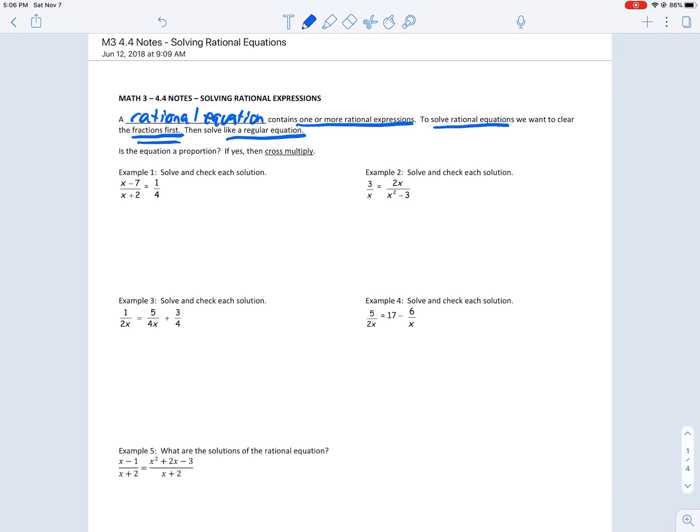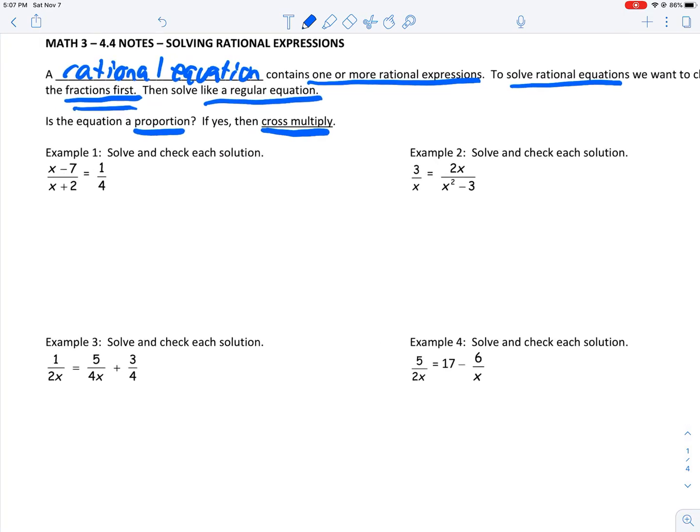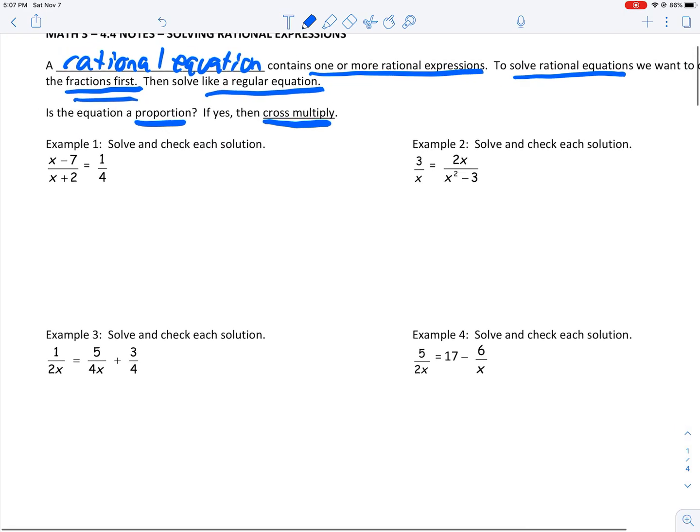So first you want to check, is it a proportion? Then we cross multiply. A proportion is a fraction that's equal to a fraction. So example 1, that is a proportion, so we will cross multiply. But before we do that, we're solving an equation.